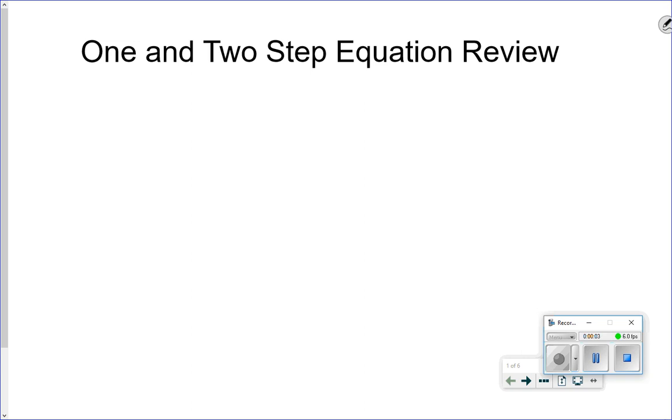This lesson is a review of 1- and 2-step equations, so basic equations. We're going to quickly review this. You should already be somewhat familiar with solving equations. Okay, so we're going to start off with 1-step equations. They're 1-step because they literally just have one step, such as addition or subtraction.